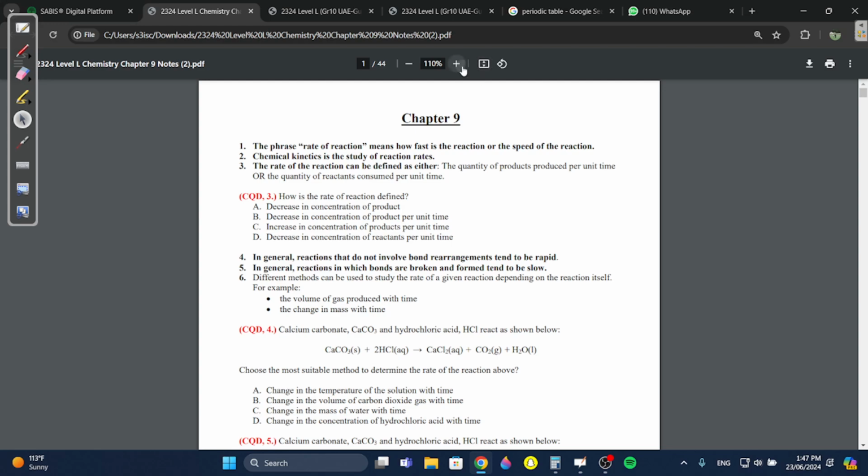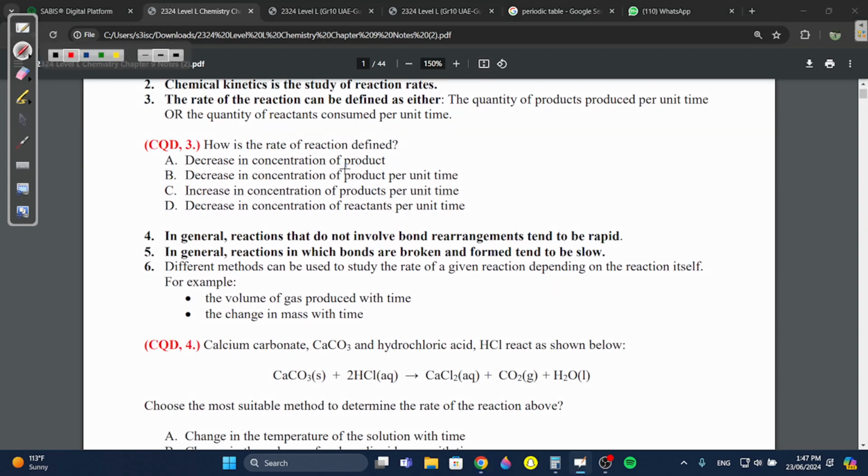Okay. How is the rate of reaction defined? It can be the decrease in the concentration of a product. No, obviously not. If it's product, it should be an increase in the concentration because it's being formed, not decreased. Decrease in the concentration of product per unit time. No, it's the increase in concentration of product per unit time. Yes, it should always be per unit time. And the decrease in the concentration of reactants. Since it's the reactants, we say decrease. Fine, this is also correct. Okay, it has to be per unit time.